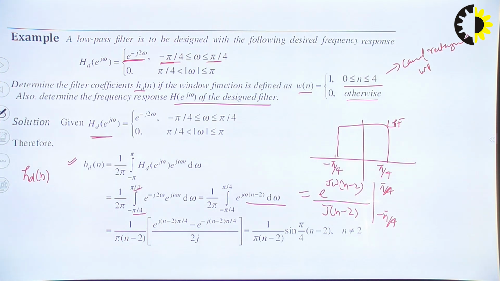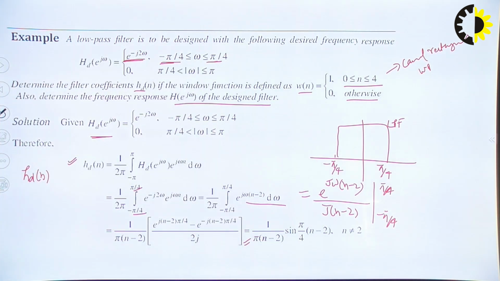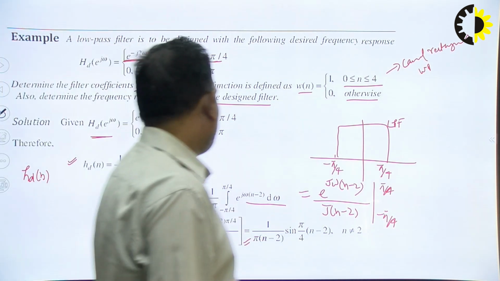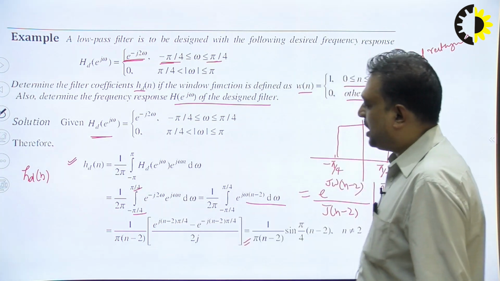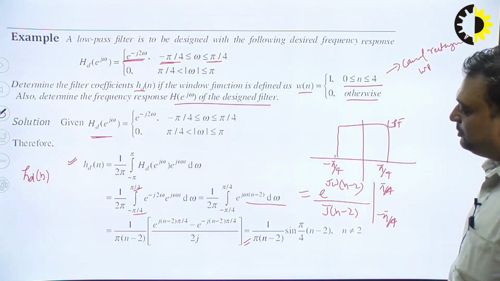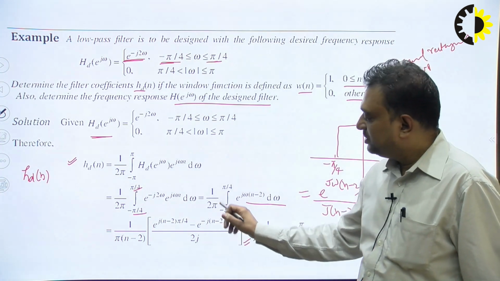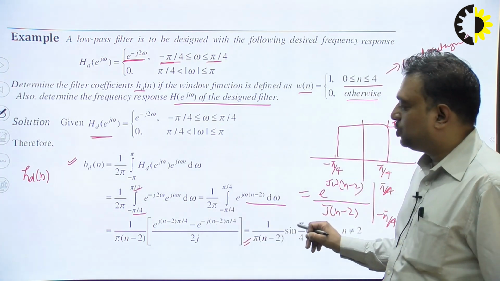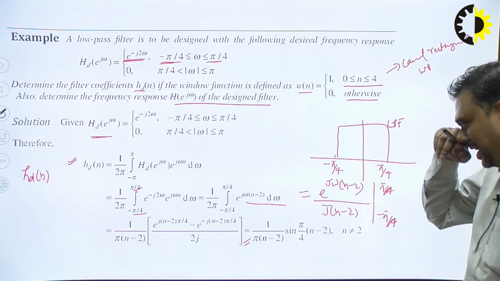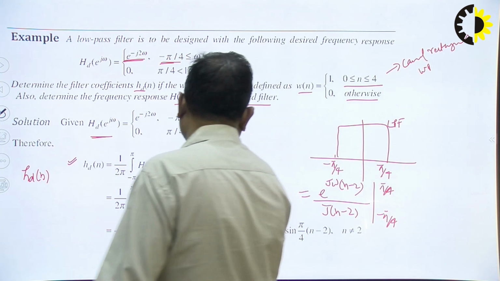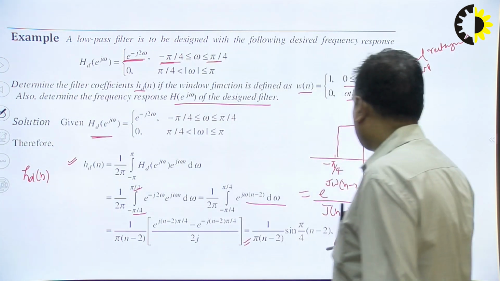Okay, so you can solve it. After solving, hd(n) will become 1 upon pi times (n minus 2) sin of pi by 4 (n minus 2), because when you put the limit, you are getting the term e to the power j(n minus 2) pi by 4 minus e to the power minus j(n minus 2) pi by 4. So e to the power j theta means cos theta plus j sin theta, minus cos theta minus j sin theta. So what happened? Terms of cos will be cancelled, and here you will get the term of sin. Okay, so sin term will be there, 2j sin (n minus 2) pi by 4 upon 2j, the 2j will be cancelled. So you are getting this term.